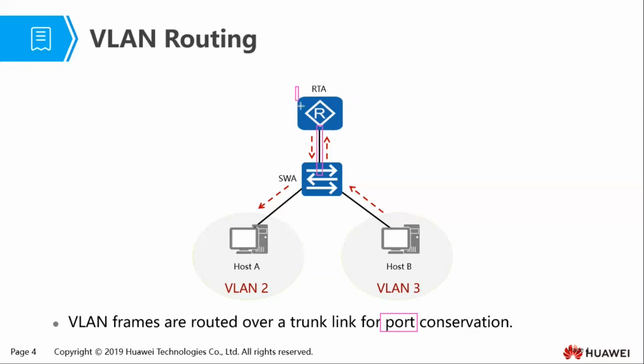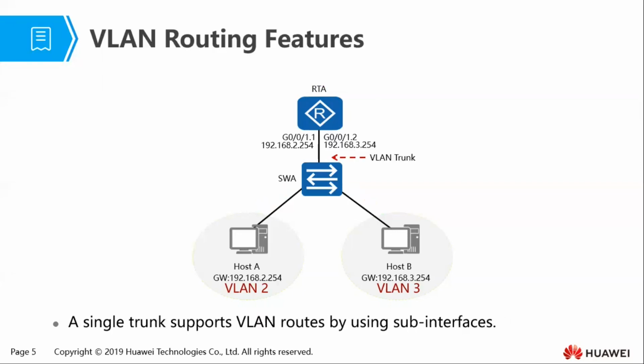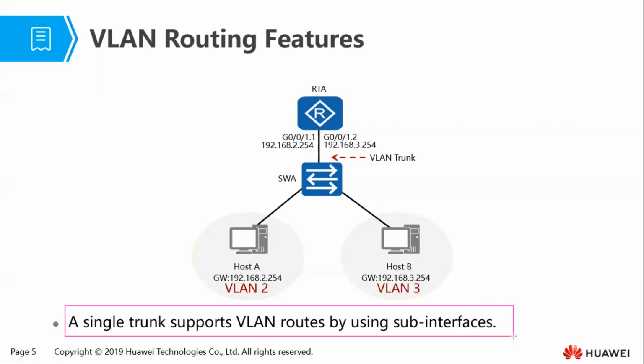Okay, so as I said, this can be a router or a layer 3 switch. A layer 3 switch can perform functions that switches can perform, and also functions that routers can perform. So let's look at how this is actually done. The very first thing you must understand is that a single trunk supports VLAN routes by using sub-interfaces.